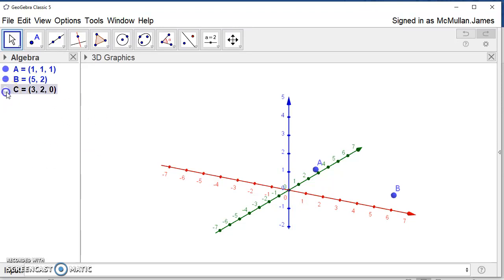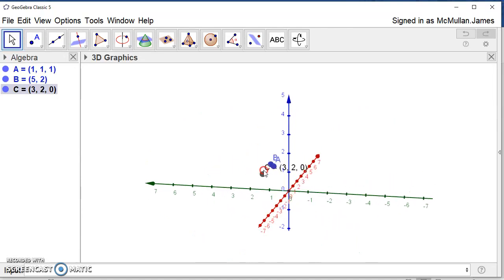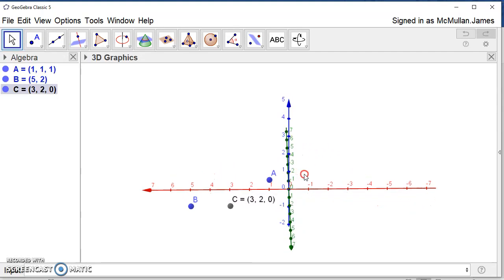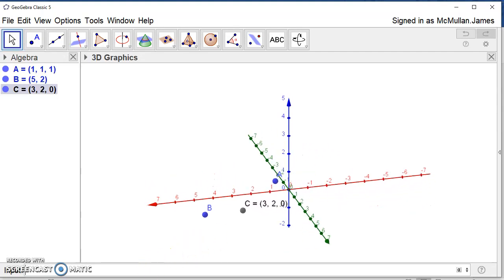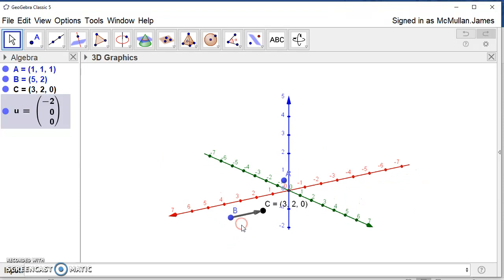Okay, now the plane needs to contain those 3 points. In order to get the equation, we need 2 vectors and a point. We've already chosen a point, that's point B, so let's get a vector. An easy vector to get would be the vector that joins B to C. There's one of the vectors that has to be on the plane, right? Another vector we could use is vector B to A. Now we have a second vector that's on the plane.